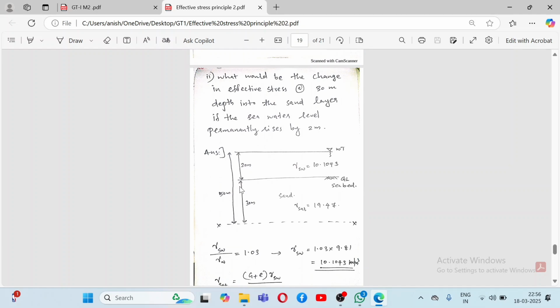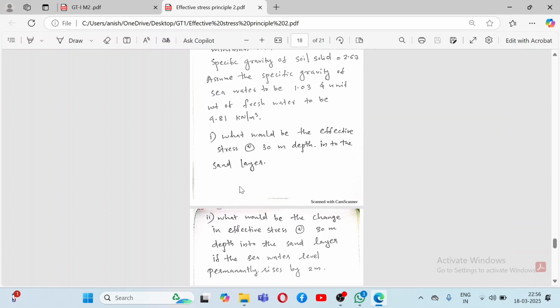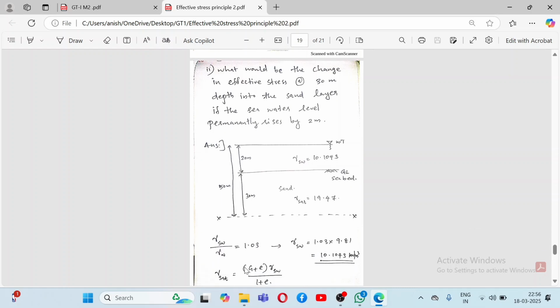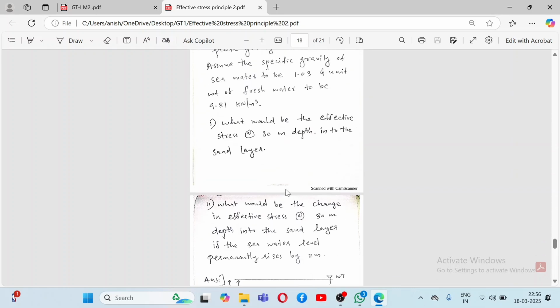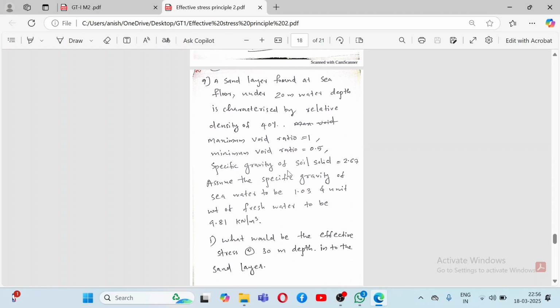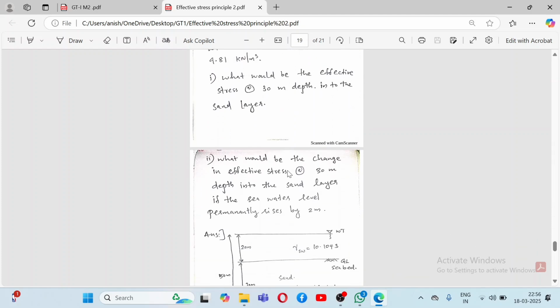So 20-meter depth. What you have to find out is the effective stress at 30-meter depth into the sand layer, right? It is after the sand layer. Here is the sand layer, so we have to take 30-meter depth here. What are given here? We are given relative density is 40%, and maximum void ratio and minimum void ratio are given.